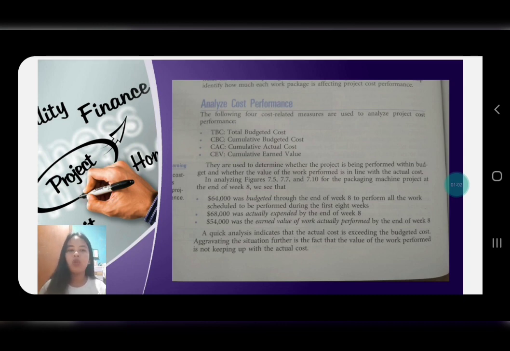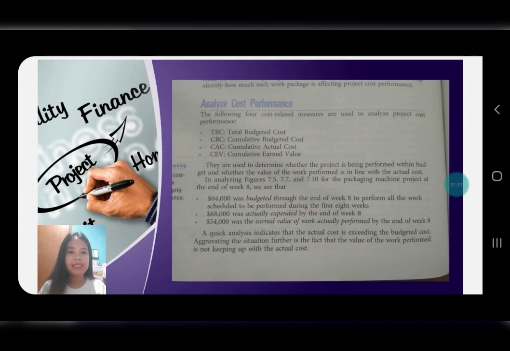So, for example, we have this 64,000. Let's just have it in a peso sign since we're in the Philippines. 64,000 was budgeted through the end of week 8 to perform all the work scheduled to be performed during the first 8 weeks. Next, we have another 68,000 pesos that was actually expended by the end of week 8.